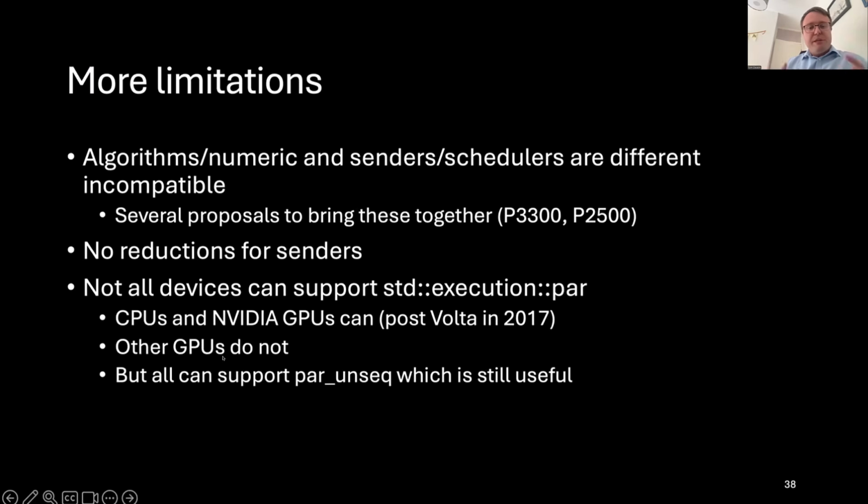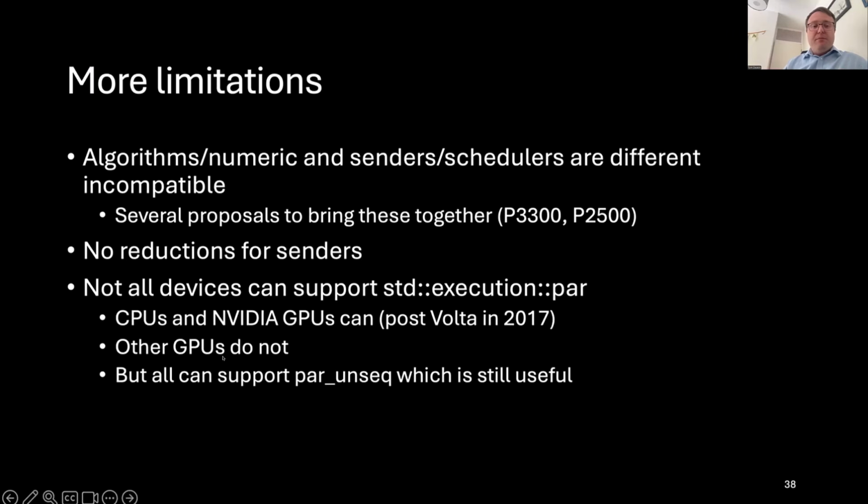There are proposals to bring these worlds together. They're listed on the slide. The other challenge is in the hardware. Not all devices actually support par. All CPUs do. All GPUs from NVIDIA since Volta in 2017 support par, but other GPUs don't support this parallel execution policy. Even though they can support atomics through the other parallel programming models, the way that C++ talks about the requirements for parallel is much stronger, and they don't have that in the hardware, basically.